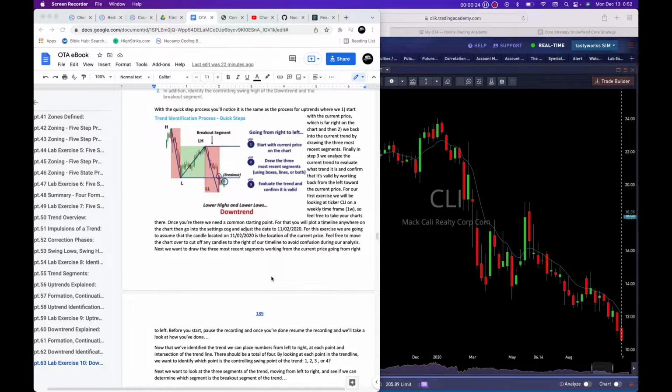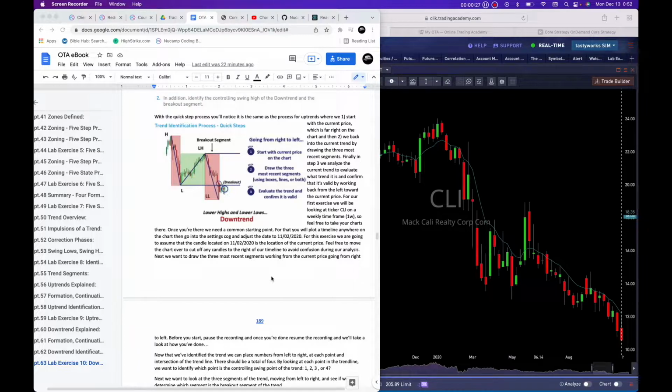Now with the quick step process, you should notice that it's pretty much the same process as the process for uptrends, where we start with the current price, which is always going to be far right on the chart. Then 2, we back into the current trend by drawing the 3 most recent segments from current price. And then finally in step 3, we work our way back to the right, analyzing the current trend in order to evaluate what trend it is and then to confirm that it is in fact valid.